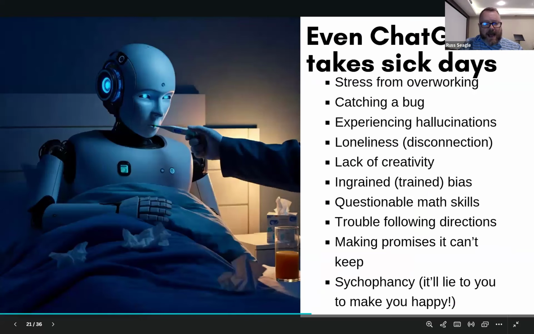But ChatGPT has sick days. There are times when it becomes disconnected. There are people who are bad actors who try to infect it, try to hack it. It does get stressed from overworking. This is why we have data centers being built and coming online every week in this country. It's been accused of a lack of creativity. Yes, it's not quite there yet in terms of creativity, but we can make it more creative. If we're just asking it a Google question, it's not going to be very creative at all. Sometimes it has trouble following directions and makes promises it can't keep.